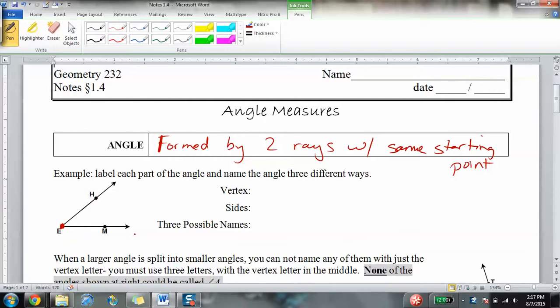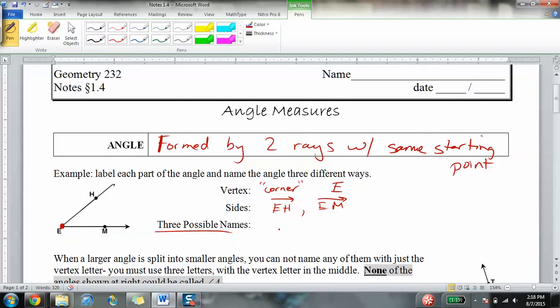So we've got different pieces of an angle. The first is the vertex. This is basically the corner of the angle. So it's the starting point of both the rays. For this angle right here, that would be point E. So E is the vertex of that angle. We also have two sides of every angle. Those are the two rays that form the angle. So for this, it would be ray EH and ray EM.